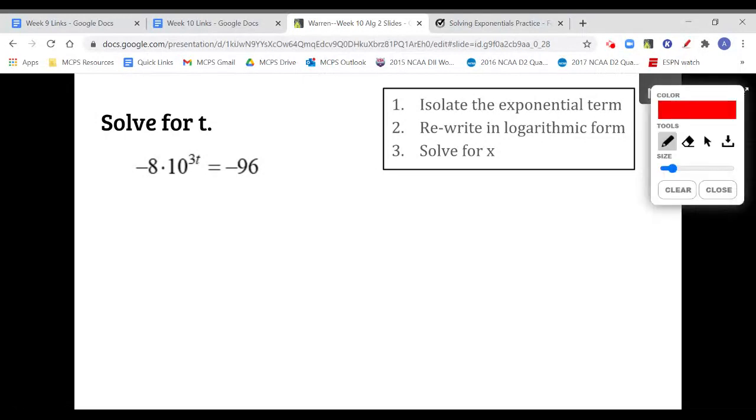So hopefully at this point you've already done this problem. I'm going to go over it. First, I want to isolate the exponential term, so I'm going to divide by -8 to get rid of that. And that would leave me with 10 to the 3t is equal to 12.